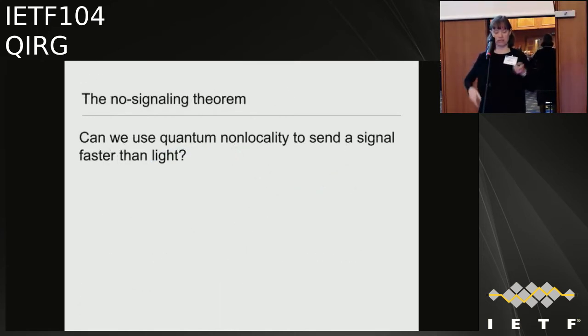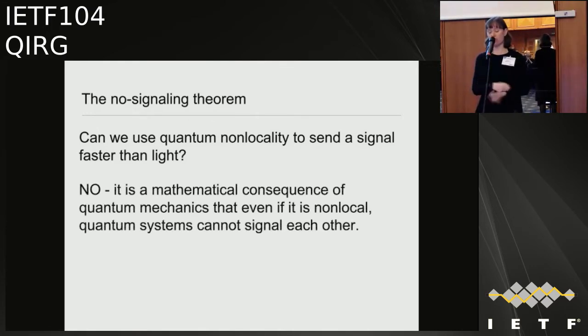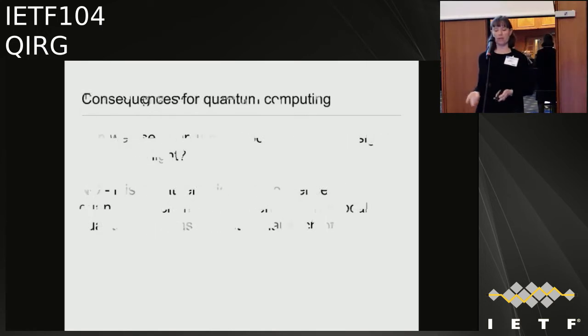And yes, so I've explained that once one person performs a measurement on her half of this Bell pair, then that person can predict immediately what the result of the second person's measurement will be. Does that mean we can send signals faster than light? No. And one can prove this formally.